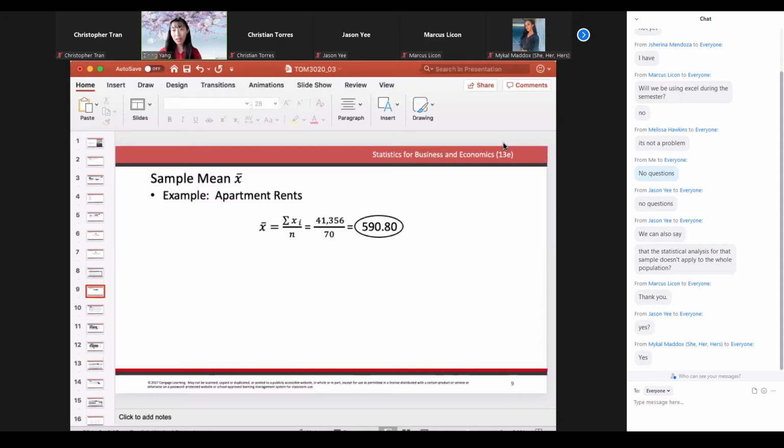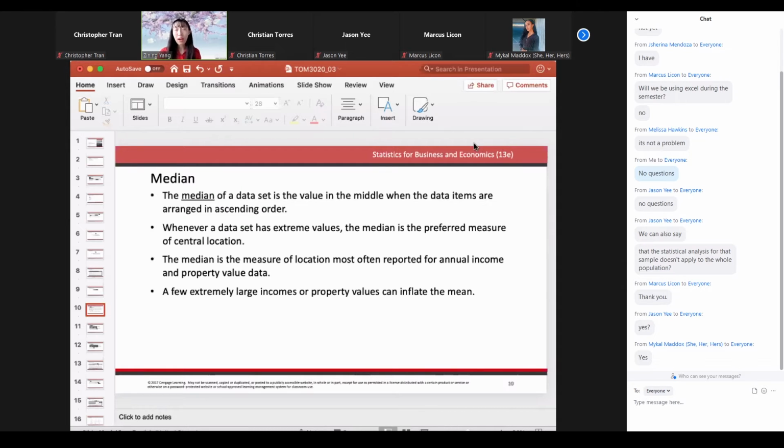So that's the concept of mean. Another concept is median. The median of a data set is the value in the middle when data items are arranged in ascending order.